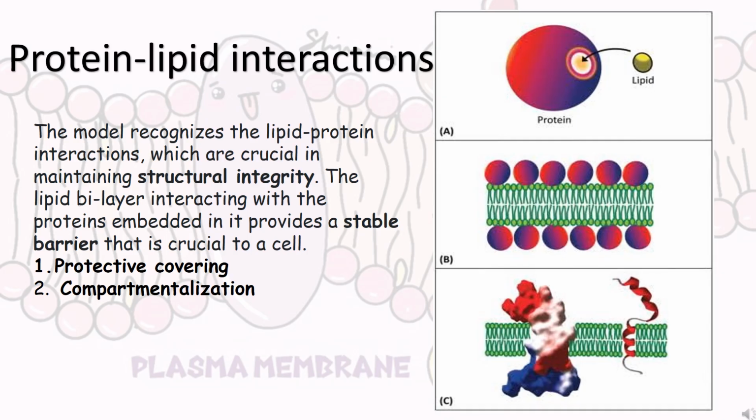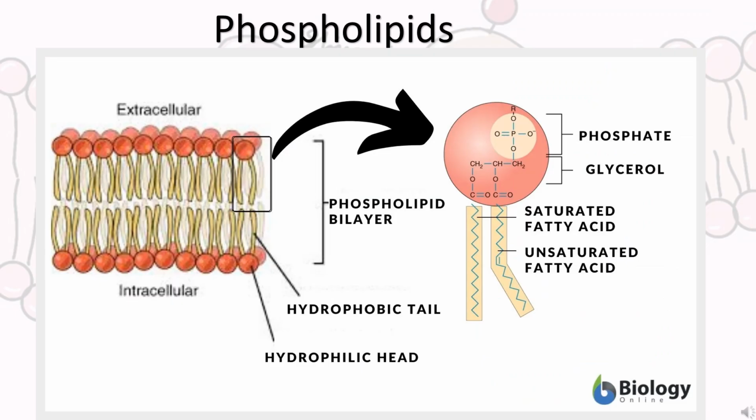Secondly, it enables compartmentalization. Plasma membranes create distinct compartments within cells, enabling efficient organization and specialization of cellular processes. The phospholipids are amphipathic molecules. This means they have both water-loving, hydrophilic, and water-fearing, hydrophobic, regions. The hydrophobic core forms from the hydrophobic interactions of the tails, resulting in a bilipid layer orientation wherein the hydrophilic heads face toward the aqueous environment.